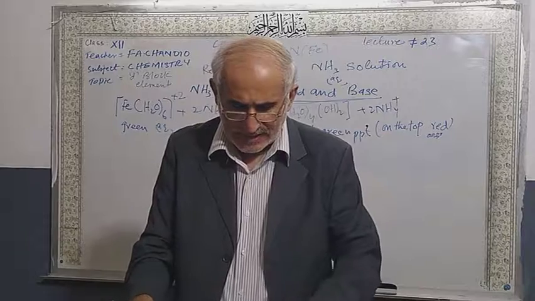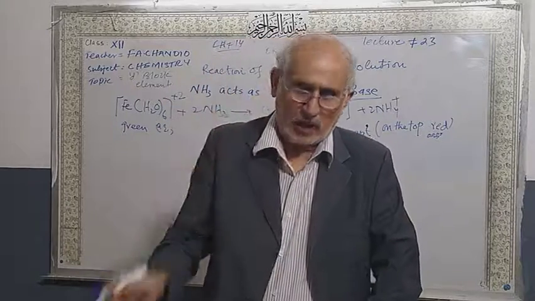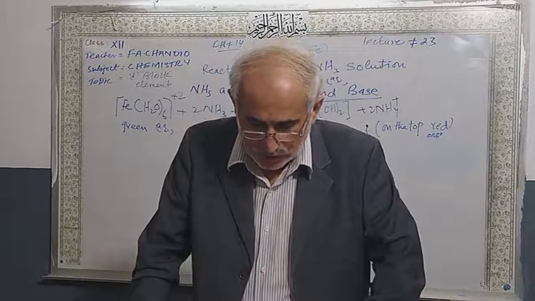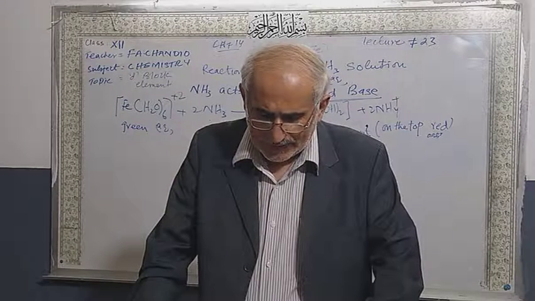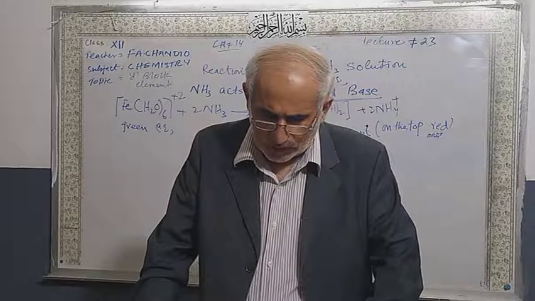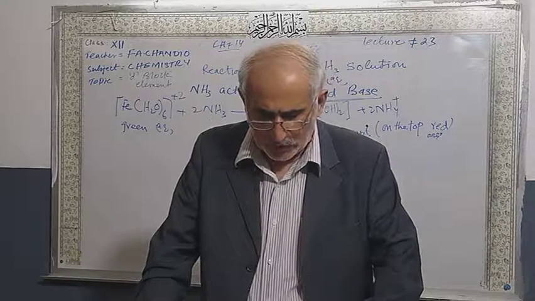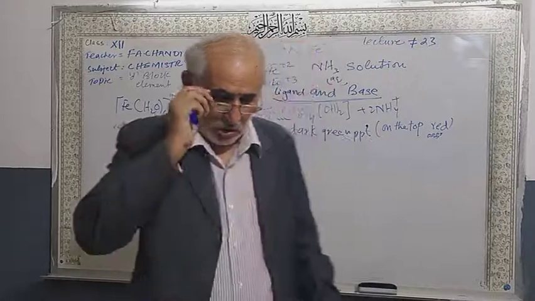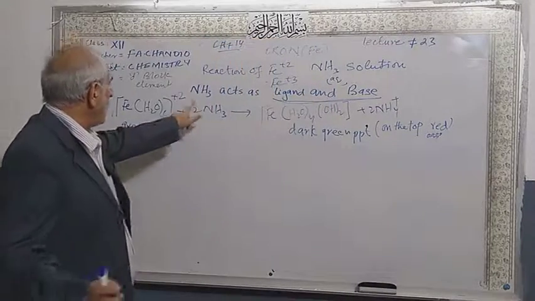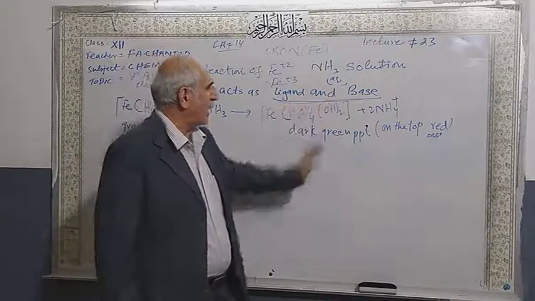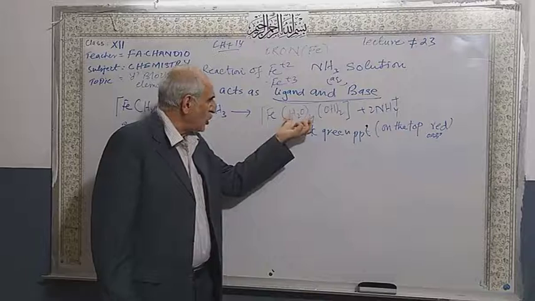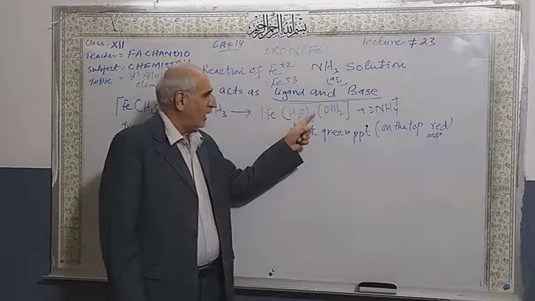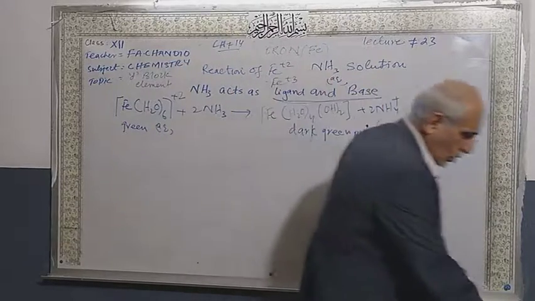The appearance is just the same as we saw for the previous reactions. You add the sodium hydroxide. The precipitate again changes color: the iron 2 hydroxide complex, 100% the same, no difference, is oxidized by air to iron 3 hydroxide. So students, I have written that ammonia acts as a ligand and base. Ligand means the iron should be present in the square bracket.